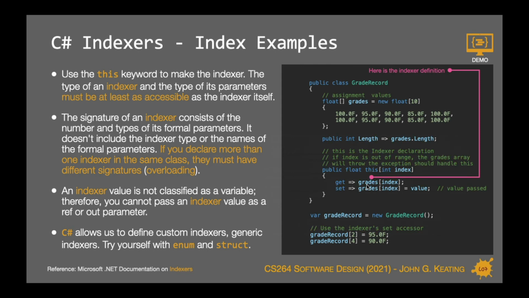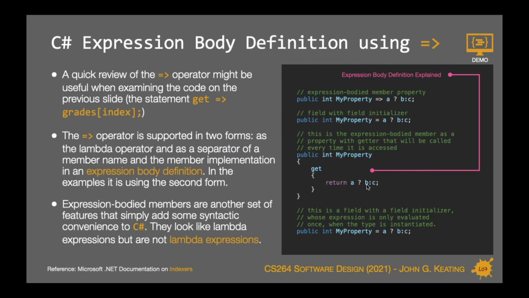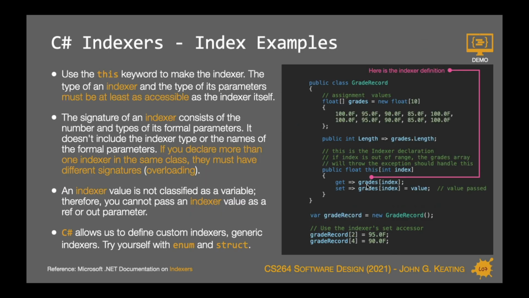But what's happening is that when we use this fat arrow, or this lambda notation, there are normally two things going on. We're creating a lambda expression, or we're creating an expression body definition. In the examples that we looked at here, these are expression body definitions. And it's a shorthand, convenient way of writing properties.